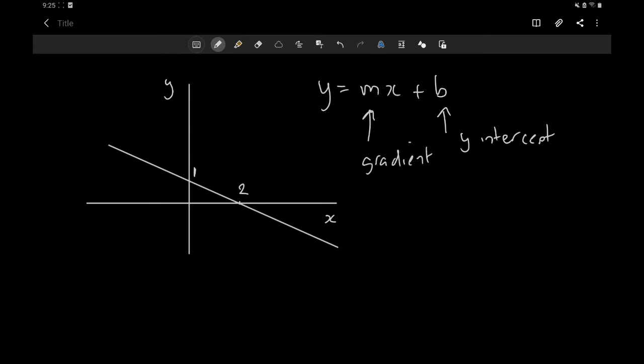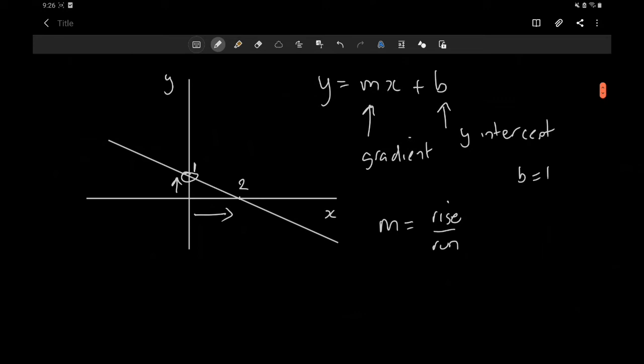So let's do that. We know b is the y-intercept, and the y-intercept is where the line crosses the y-axis. And as you can see, it crosses the y-axis at the point 1. So we know b equals 1, so let's write that down. B equals 1. So now let's find the gradient m. We know m is rise over run. So we know that it is 1 unit high and 2 units long. So let's write that down. The rise is 1 unit high over the run, which is 2 units long.